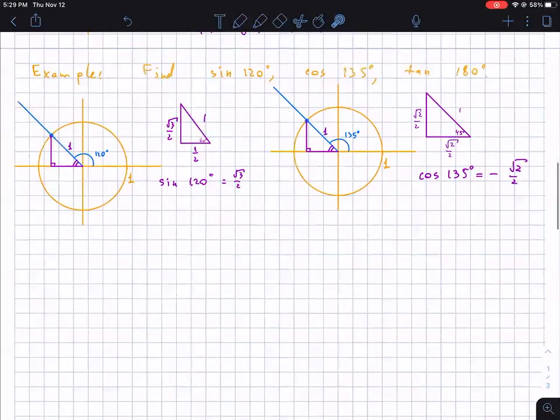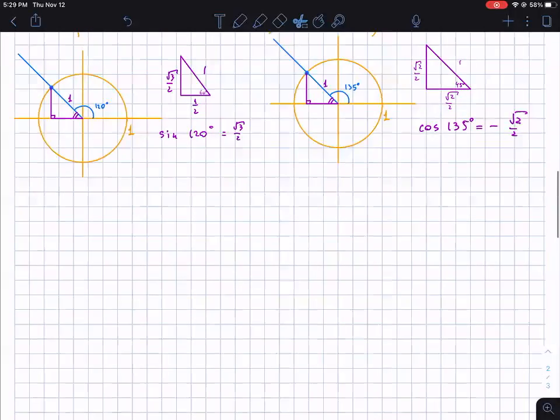Okay, finally, let's calculate the tangent of 180 degrees.